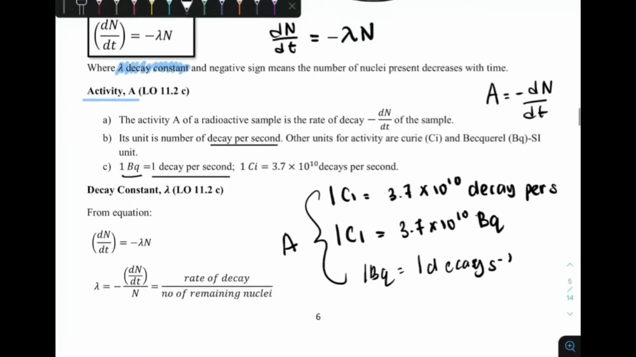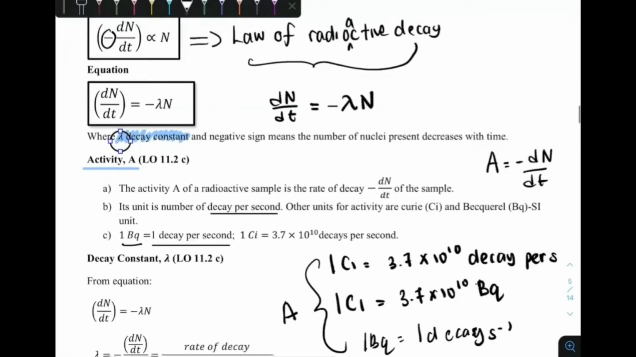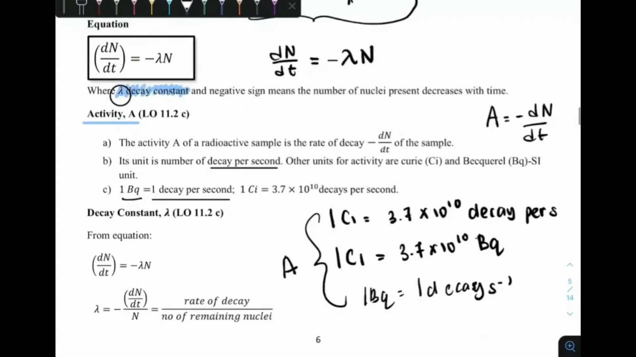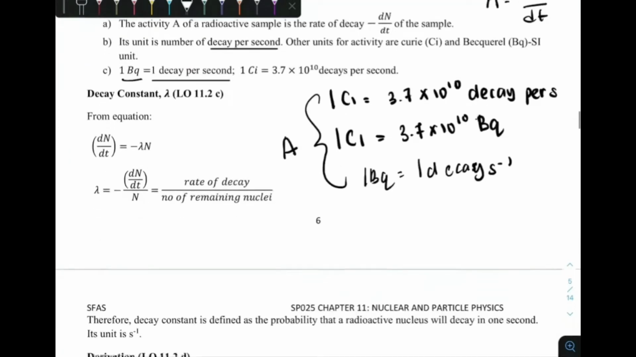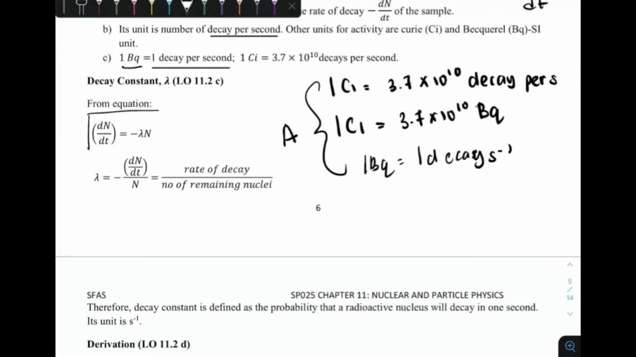Okay, next kita nak tengok pada decay constant yang ada dalam equation decay law. Equation that we come up from decay law ini, dN over dt sama dengan negatif lambda N ini. Lambda ini adalah decay constant. So what is your decay constant? So from the equation of dN over dt is equal to negative lambda N, we come up with equation such as, kita rearrange saja, kita jadikan lambda subjek akan sama dengan negatif dN over dt bahagi dengan N dekat sini. dN over dt adalah rate of decay, N adalah number of remaining nuclei. Maksudnya whatever nuclei that remains after the process of decay dekat sini.